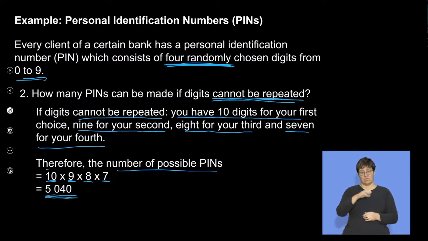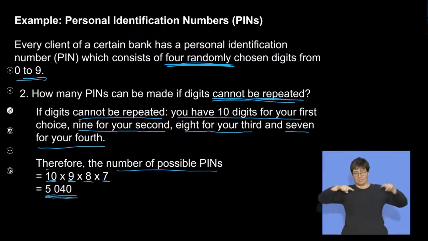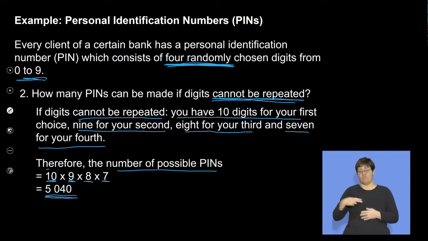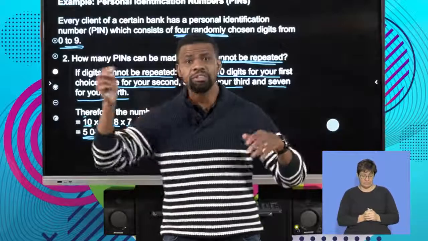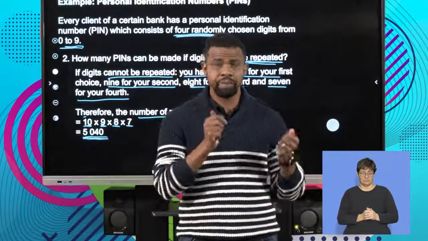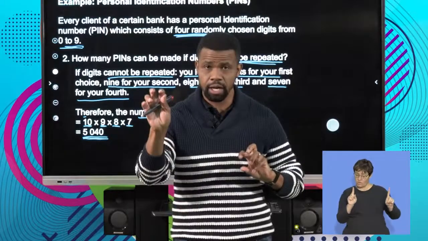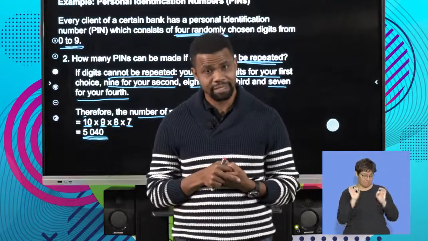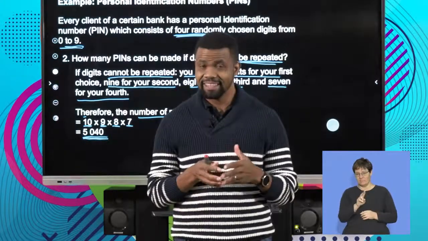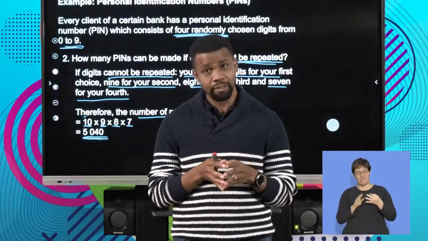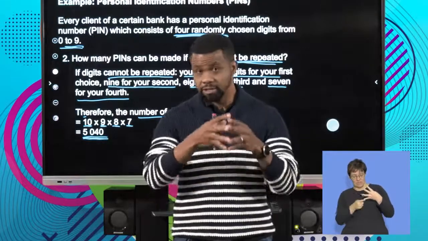Okay. Those are the total numbers of pins if we use digits from 0 to 9, and repetition is not allowed. Okay? Just remember to pay attention: repetition allowed and repetition not allowed. Fantastic. Okay. Let's look at the third and the fourth, which actually contain some probability.